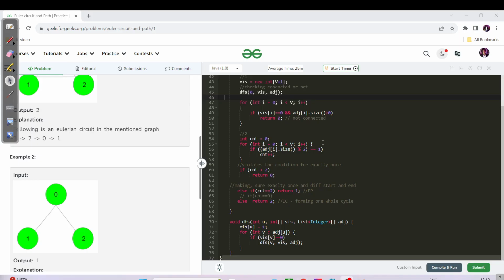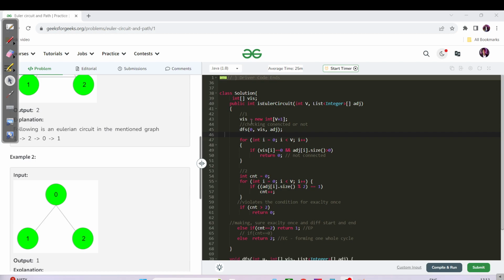Okay, so that's the code in Java. Let me give you a very quick code walkthrough. So first we are checking if it is connected or not. For that, we are just doing a DFS from any of the vertices, starting from, let's say, 0. If it is connected, this DFS will definitely visit all the vertices, and that is what is being marked in this visited array. Now we check that after calling the DFS, if any of the vertices has not been visited, then you have to return 0.